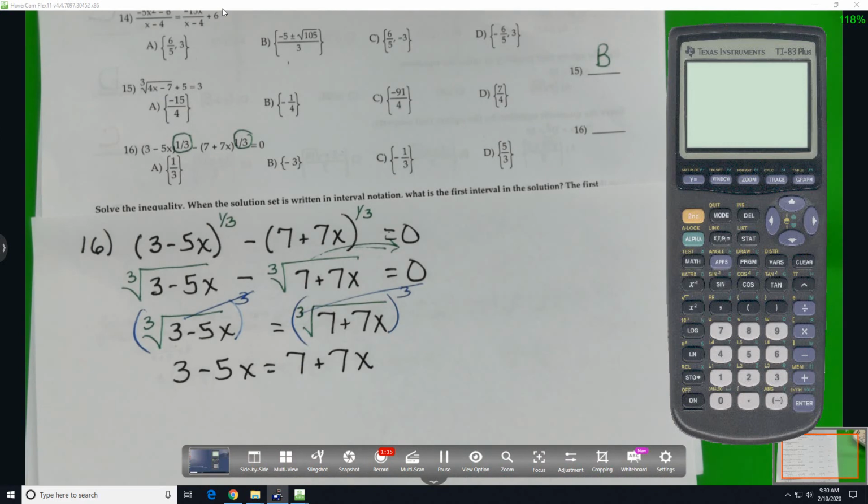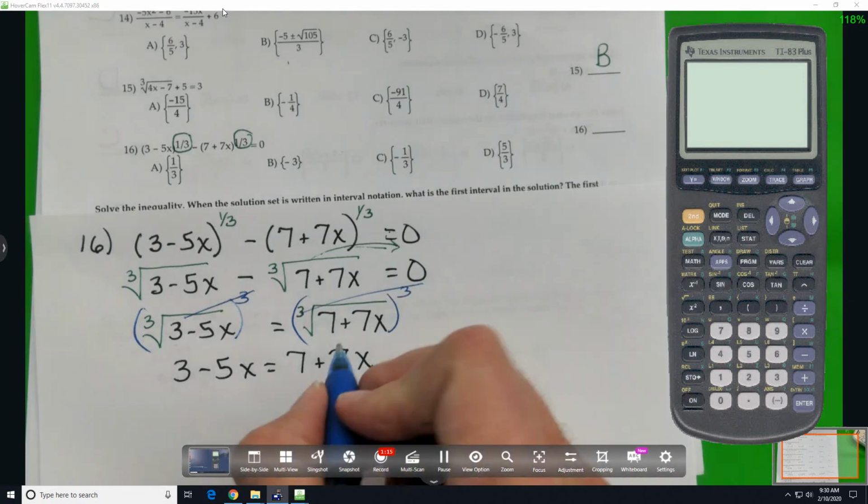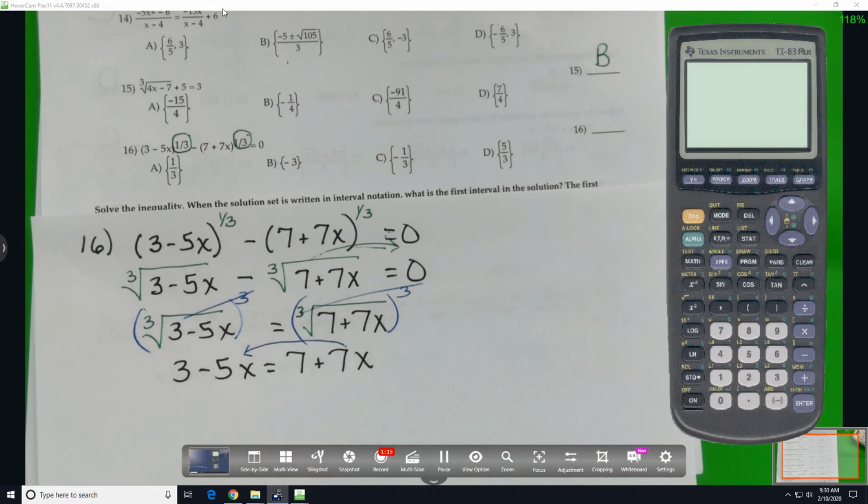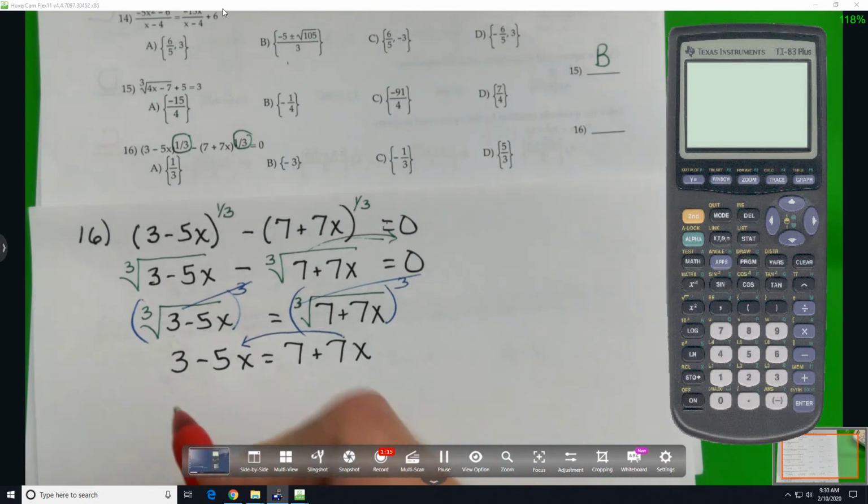This is a linear equation. So, isolate the x. I think I'm going to do my little arrows. How do y'all want to move it? Y'all want to put all the x's on the left? Okay, so I'm going to do this. I'm moving the 7x over there. I'm moving the 3 over to the right.